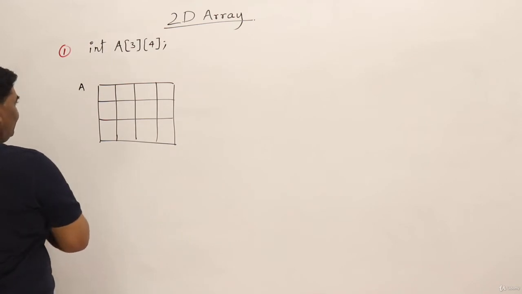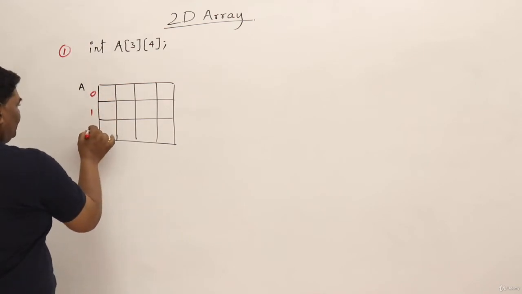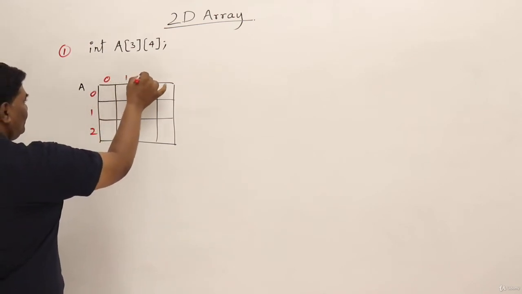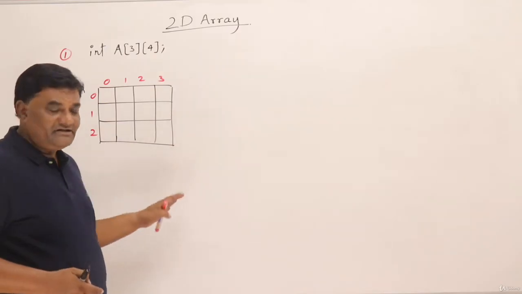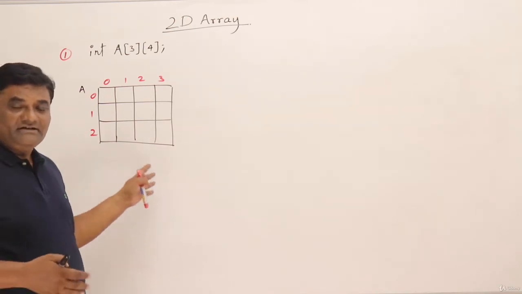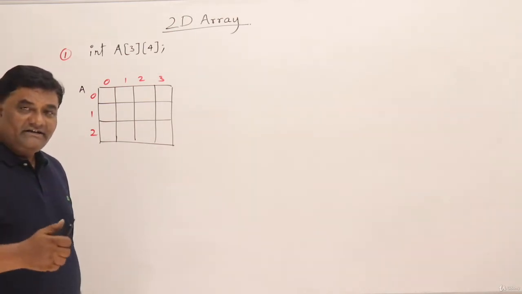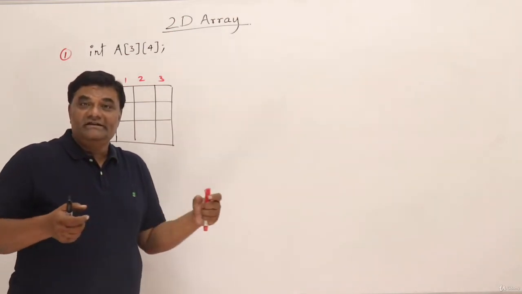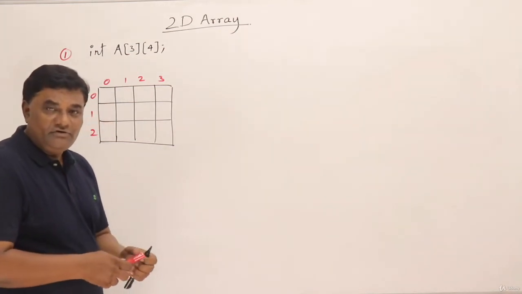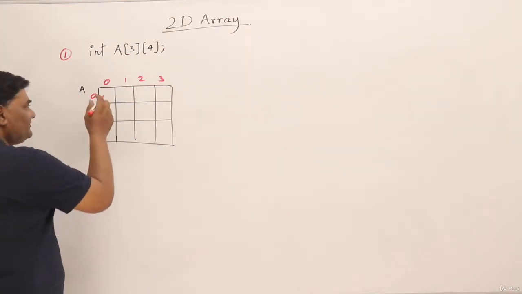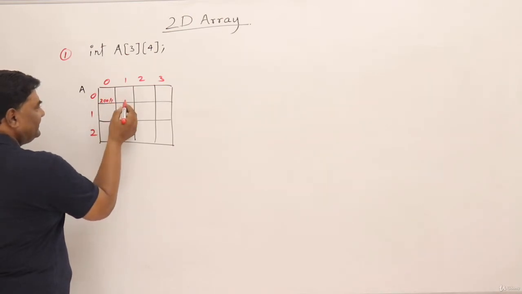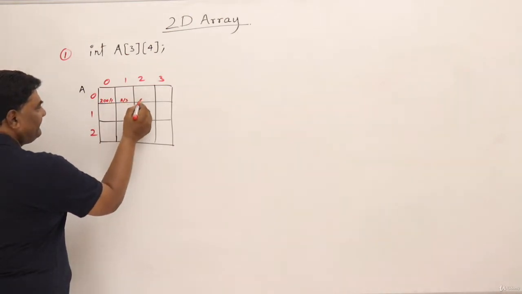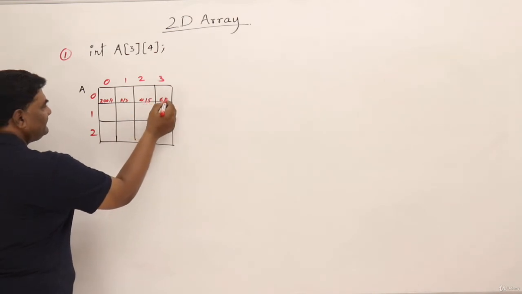The indices will be 0, 1, 2 for rows and 0, 1, 2, 3 for columns. We represent a two-dimensional array in rectangular form, that is like a box. But really the memory allocated will be linear. For example, if you want to look at the addresses, let us assume that the first byte's address is 200 and 201. Then this is 2 and 3, 4 and 5, 6 and 7.